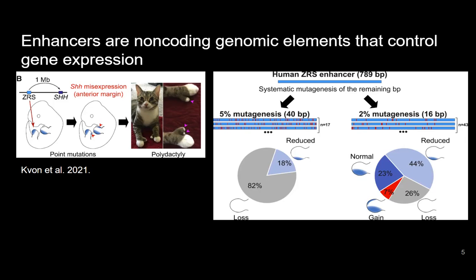And so in this paper, they were looking at which parts of this enhancer are important for these different phenotypes that we see, these polydactylies. And so you can see that by doing these different types of mutagenesis, they were able to identify different mutations that would reduce the expression of this gene based on manipulating this enhancer. You can also identify mutations that cause loss of expression of this gene. And you can also cause gain and loss ectopically by manipulating this enhancer, as well as normal expression and reduced expression. All this to say that enhancers are important.